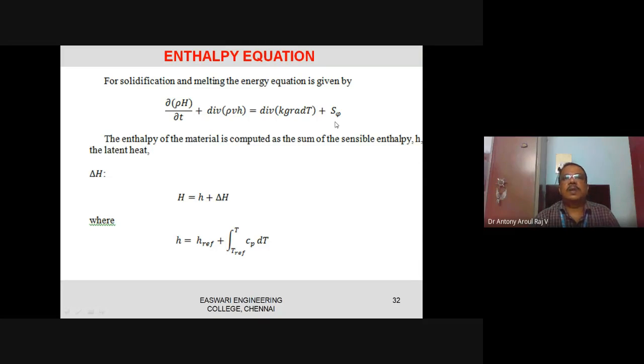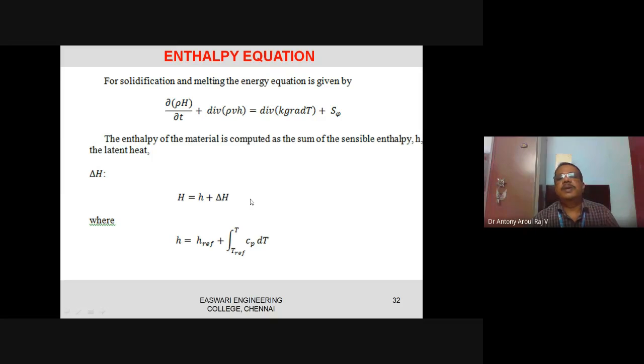But in all our simulations we are taking 1D only. So this will be dou rho h by dou t, plus dou by dou x of rho u h, is equal to dou by dou x of k dou T by dou x, plus Sp. If it is in the liquid state, then we will have convection. If it is in the solid state, this will become zero. Convection will not be there. So mostly for our discussions, we will be taking the transient term, the diffusion term and the source term alone. It is one dimensional, so we will not be taking the convection.